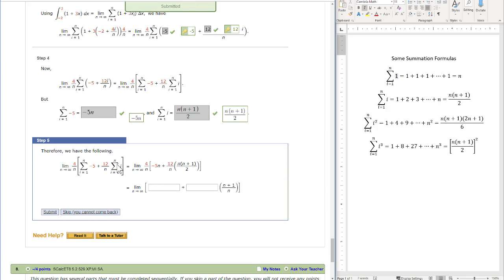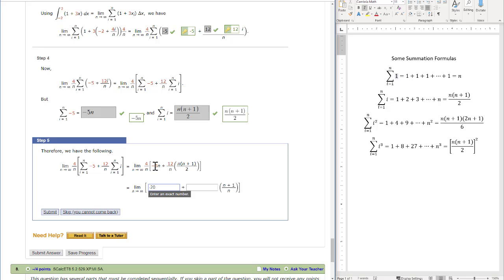So now we can put these in place of the sums, and the first one is going to be -5n, and then the second one is going to be 12 over n times that n times n plus 1 over 2 that we found. So now let's multiply the 4 over n through. Multiplying that through this first term, if we multiply it by 4 over n, the n's would cancel and we would get -20. That's 4 times -5.